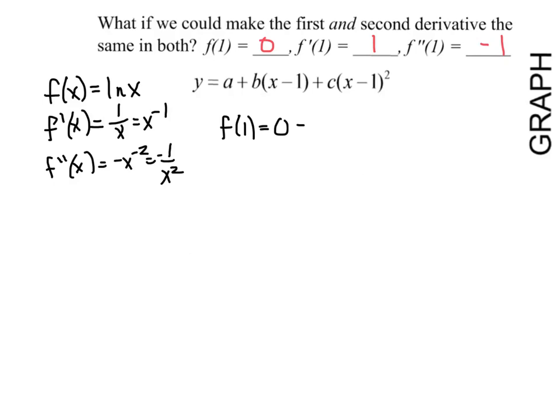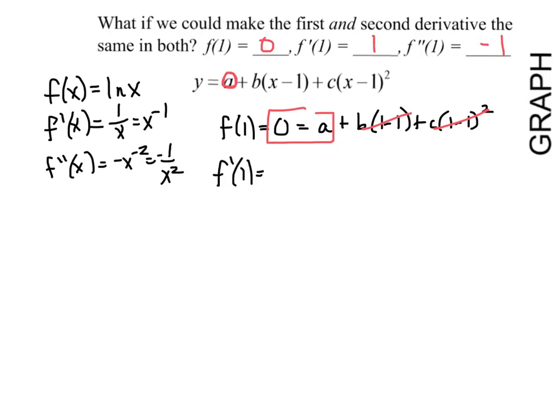Okay, if I plug in 1 to the polynomial, well, of course, these two terms are 0. So it turns out that a is simply 0, this first term. Okay, now let's go a little further. I said that f prime of 1 should be 1. Well, let's find the derivative.